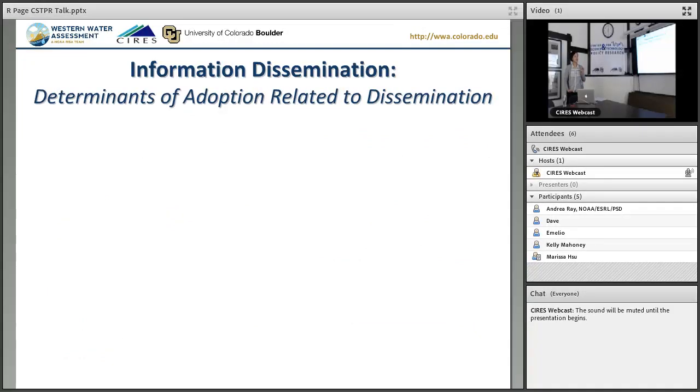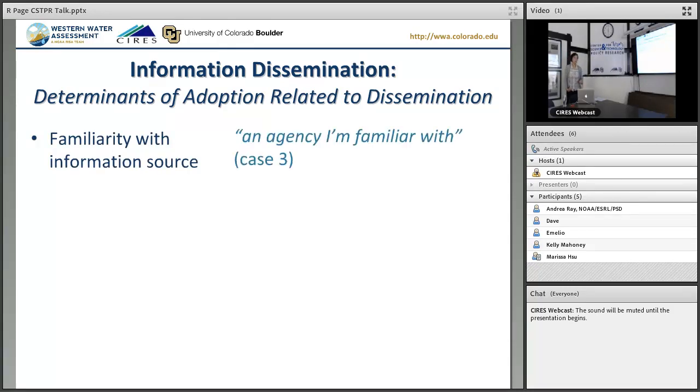And then, in terms of a few factors that we saw related to the dissemination of information that influenced whether they would change the way they use information, familiarity with the information source was seen to be important. They wanted to be familiar with the agency they were hearing about an information product from.